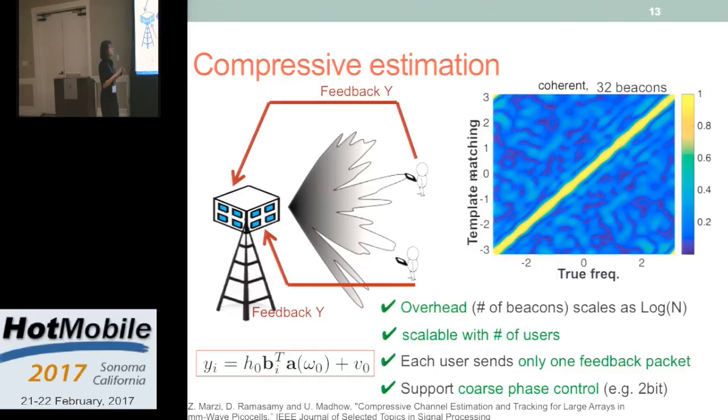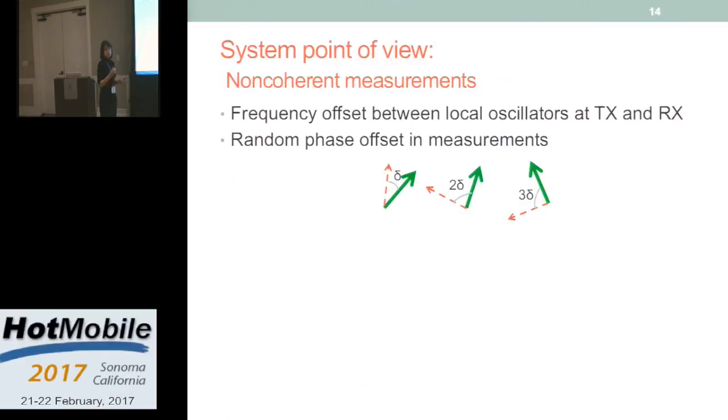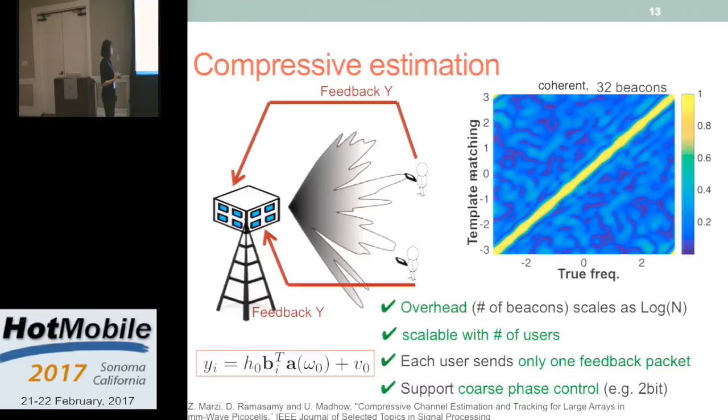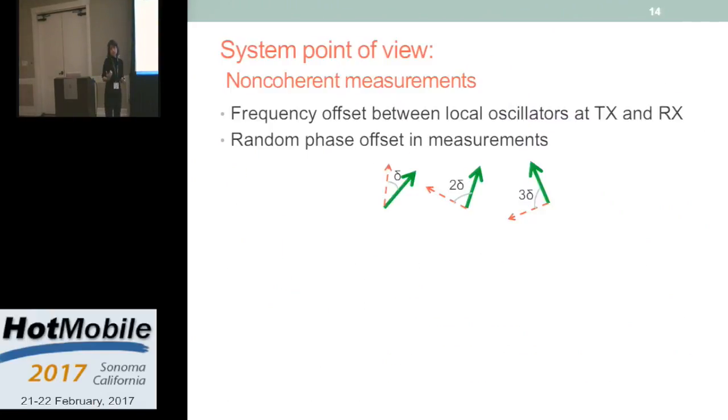But when we wanted to implement it with our testbed, we realized that we have a problem: the transmitter and receiver are not synchronized. So there is this offset between the local oscillator of the transmitter and receiver, which will introduce a random phase to the received signal. So this Y signal that we wanted the user to feed back to the base station, the phase of that signal is corrupt.